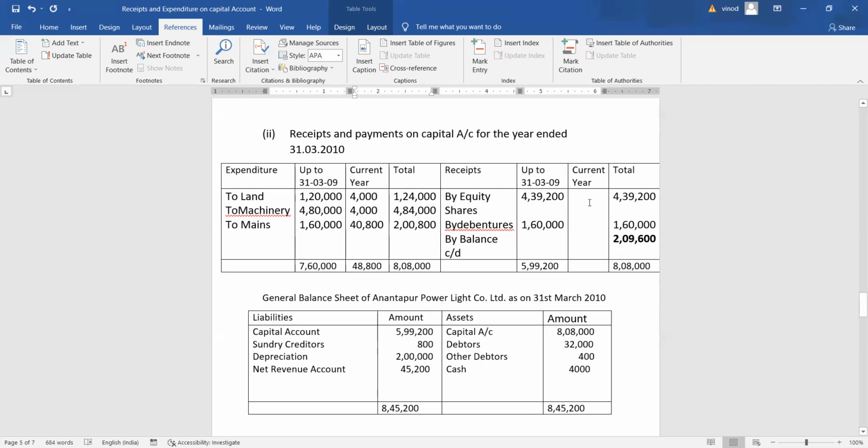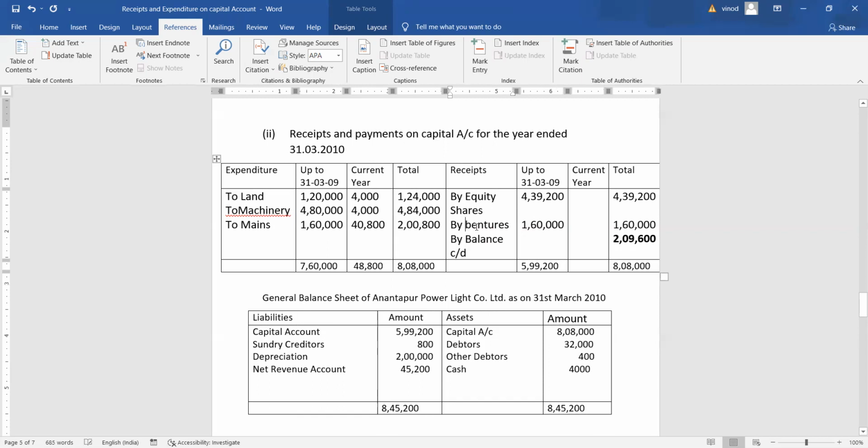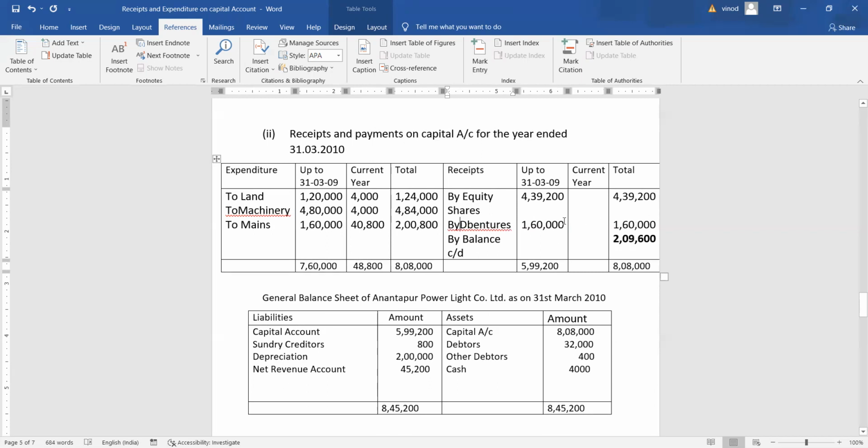Since in the current year this company has not raised any finance. The second one is debentures. Debentures are 1,60,000. During the year, not raised anything. So 1,60,000. These are the receipts. Now move to the application side, that is the debit side.